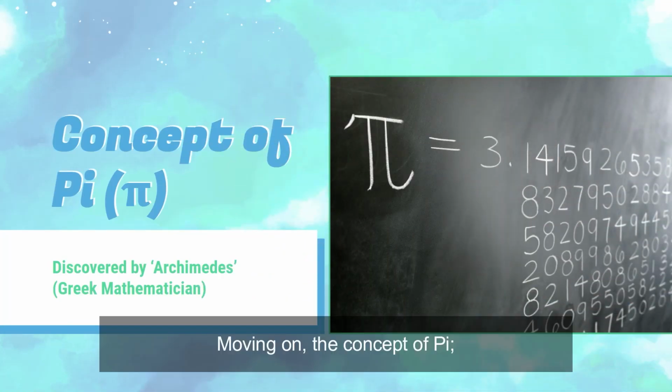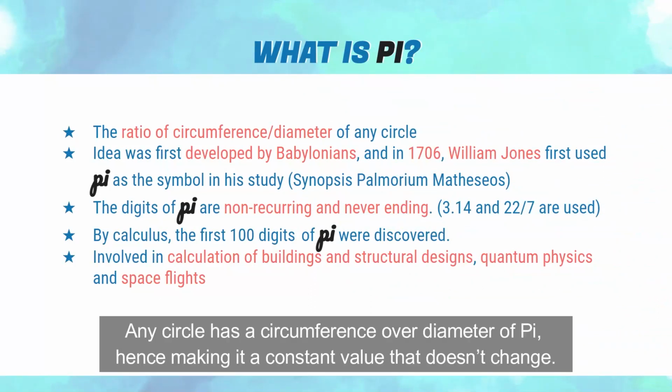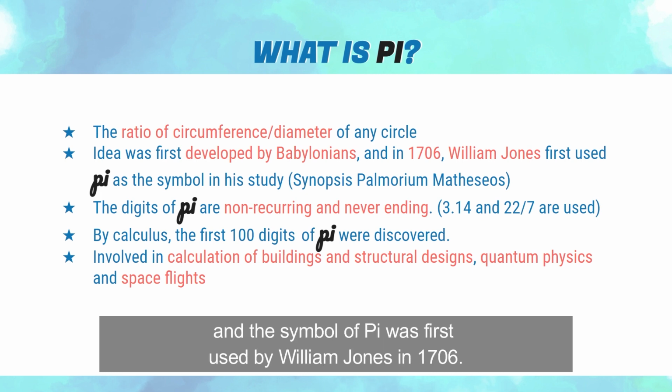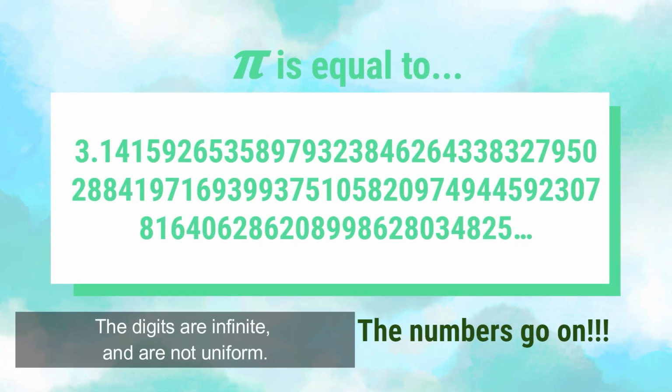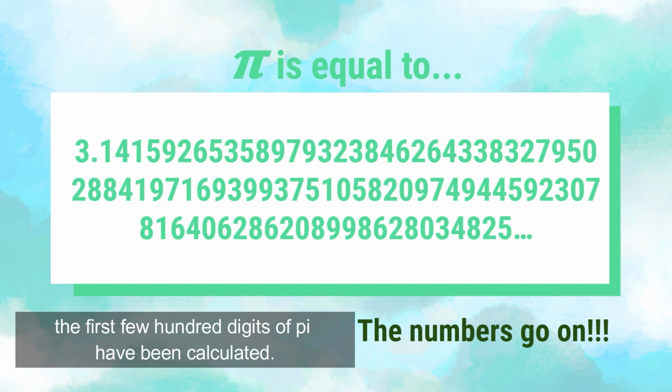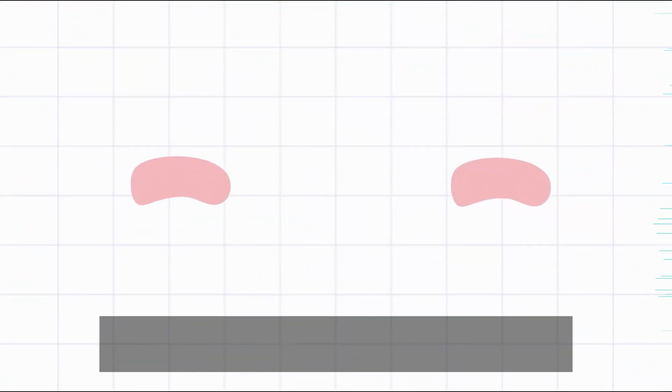Moving on, the concept of pi. Any circle has a circumference over diameter of pi, hence making it a constant value that doesn't change. Babylonians were the first to discover this, and the symbol of pi was first used by William Jones in the year of 1706. The digits are infinite and are not uniform. Through calculus, a type of math, the first few hundred digits of pi have been calculated.